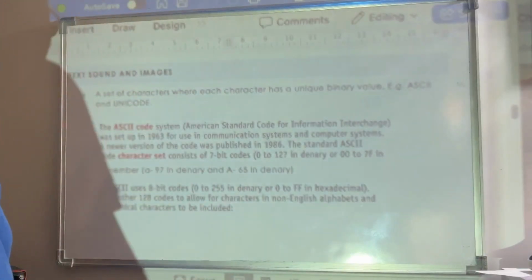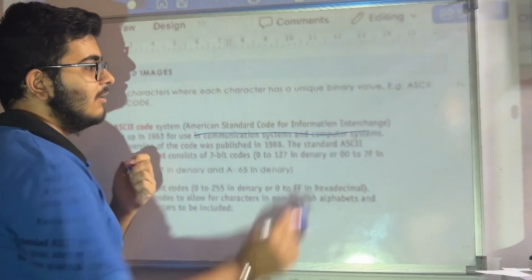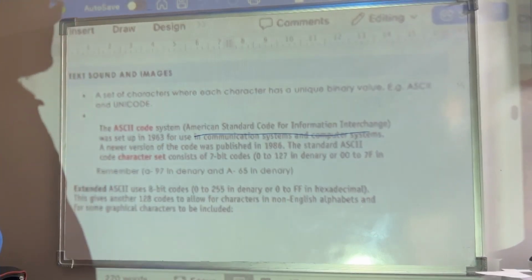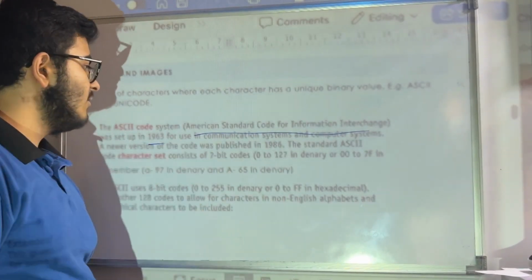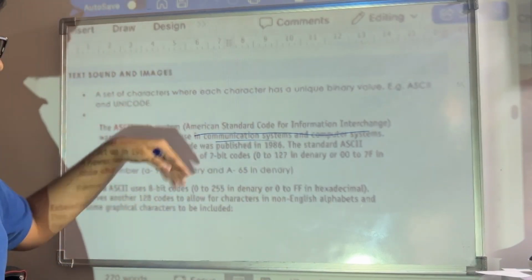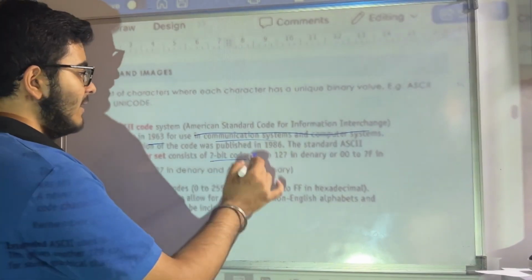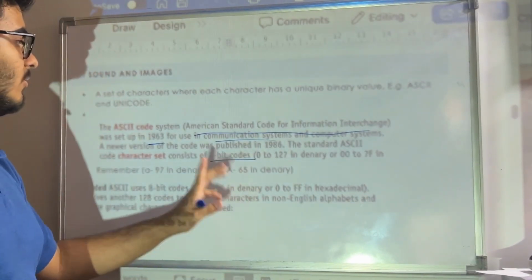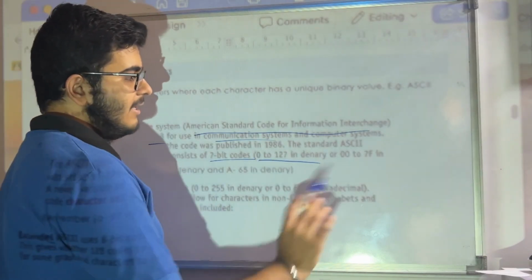Let's understand what is ASCII. ASCII full form is American Standard Code for Information Interchange. This is the American version, American character set. It was developed in 1963 to use in communication systems. Not necessarily you need to know this, it's extra information, right? The main thing you need to know is that this is a 7-bit character set, 7-bit codes, right? So the binary value is going to be of 7 bits and 0 to 127 in denary.